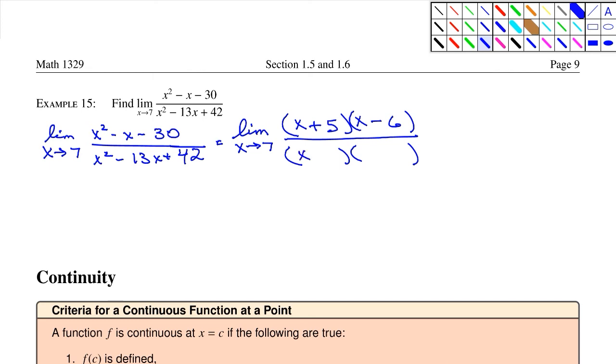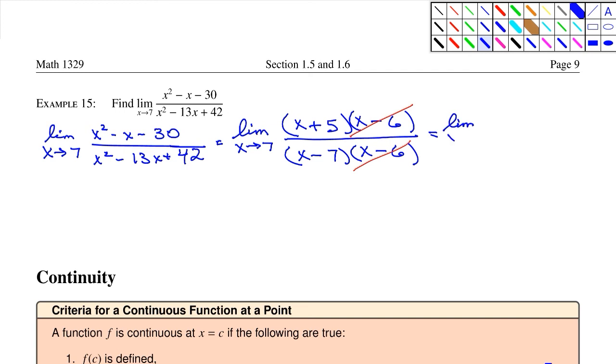And what two numbers multiply to give you 42 and add to give you 13? That would be 6 and 7. The 6 is negative, the 7 is negative because they're both the same sign. And here you can see that I have x minus 6 as a factor in the top and bottom, and they can cancel.